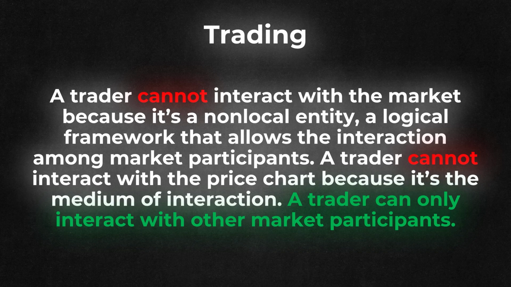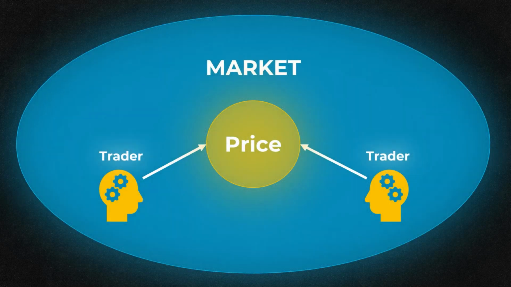The proper way of contextualizing these concepts is the following. Trading is the interaction among market participants through the medium of interaction of price. Price is required because the market itself cannot be seen due to its decentralized nature. Price is a localized way of observing a non-local market, and the possibility of seeing a market in this way necessarily implies the loss of information about the real market. When a trader buys, for example, the trader doesn't buy from the market or from the price chart because that's impossible.